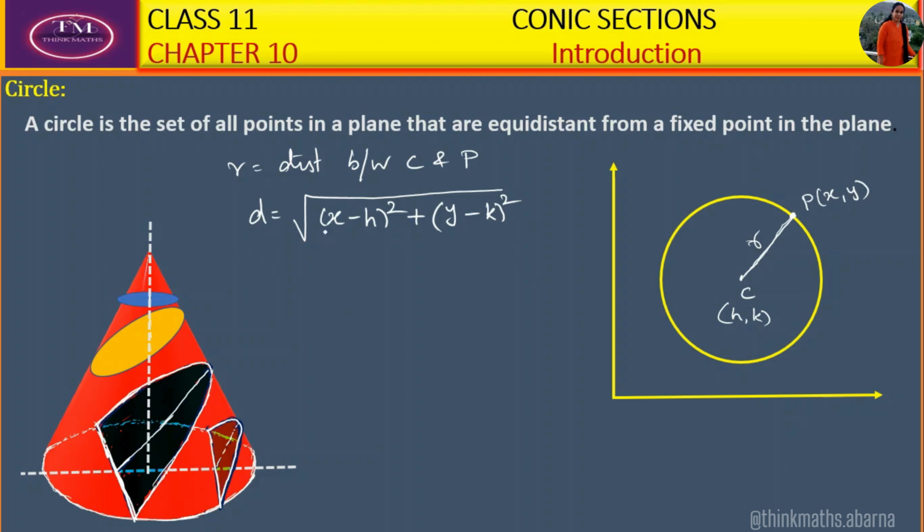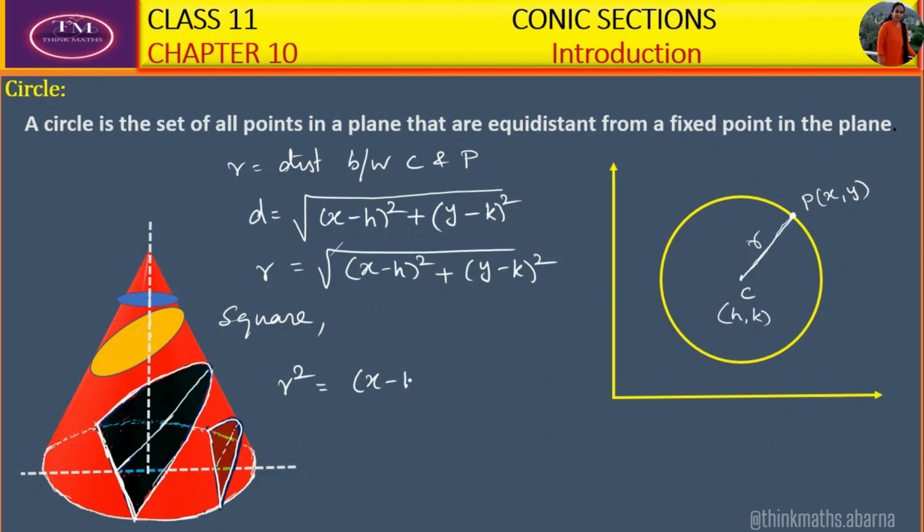So what is the distance? Distance is nothing but radius. So radius is denoted by r. So r is equal to square root of x minus h whole square plus y minus k the whole square. If we square on both sides, we will get r square equal to, when squaring, this root gets cancelled. So it will be x minus h the whole square plus y minus k the whole square. So this is the equation of circle.